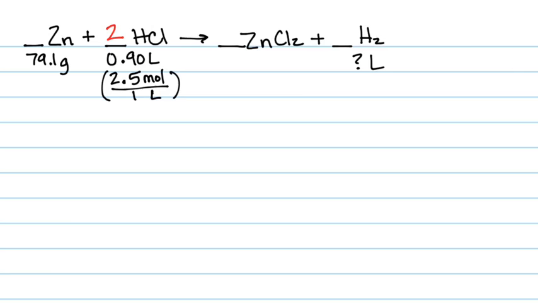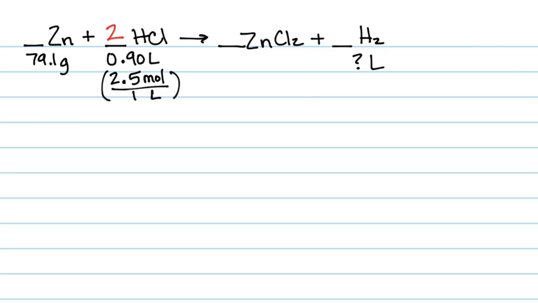Now, this problem does deal with liters, dealing with molarity and molar volume. So hydrochloric acid being in the liquid phase, that's where our molarity is. Hydrogen gas at STP, we're going to be dealing with molar volume there. So that 22.4 is going to get used at some point. So we've got to take both reactants and work out their own problems.